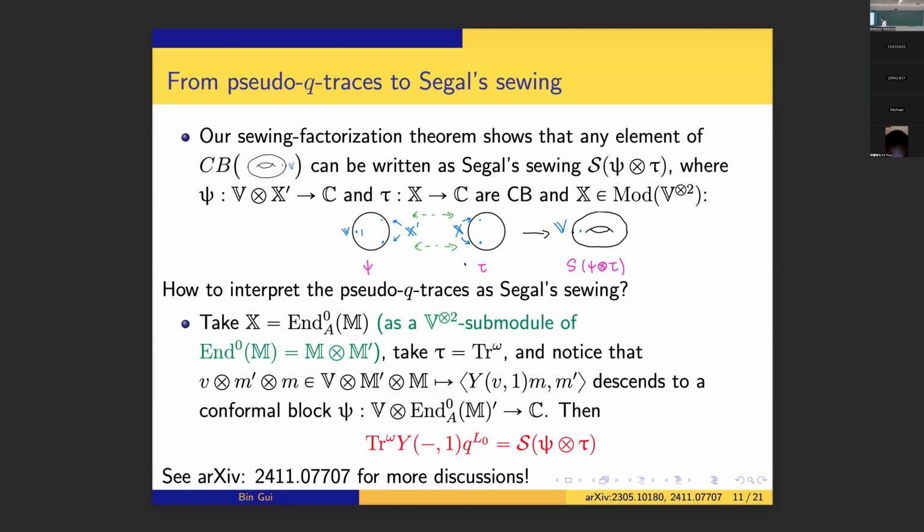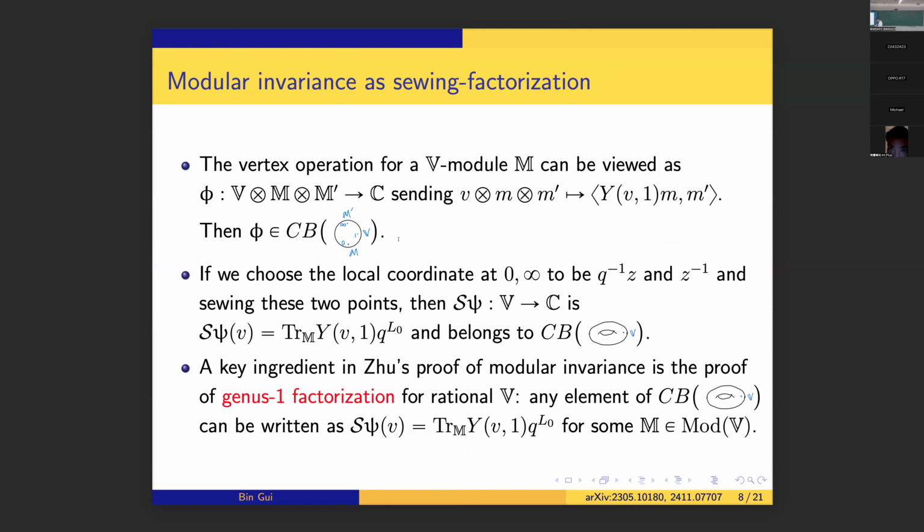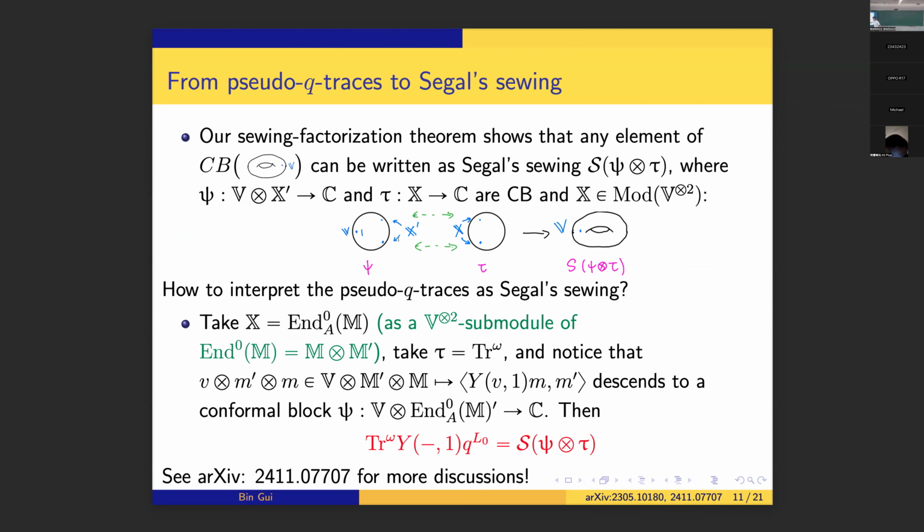If you still remember, firstly, we have this phi here, which is a conformal block. It is a linear functional on V tensor M prime, but in our perspective, we can descend it to a linear functional on V tensor X, I should say X prime, since X prime is a kind of quotient of this. Then you can descend that linear functional to a conformal block associated to V and the contragradient. This N A0 N is the contragradient module of N A0 N. So this gives you what this psi is, and it's not hard to show that the sewing of these two conformal blocks is the same as the pseudo-q-trace. So this explains how to view a pseudo-q-trace in terms of Segal's sewing construction.